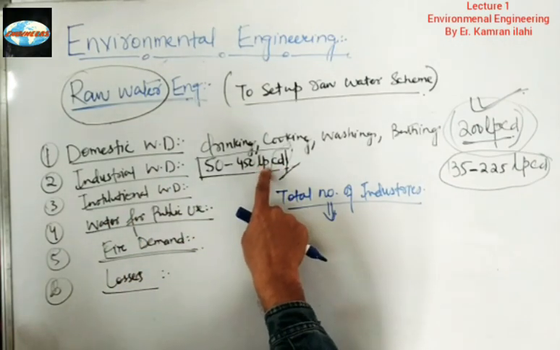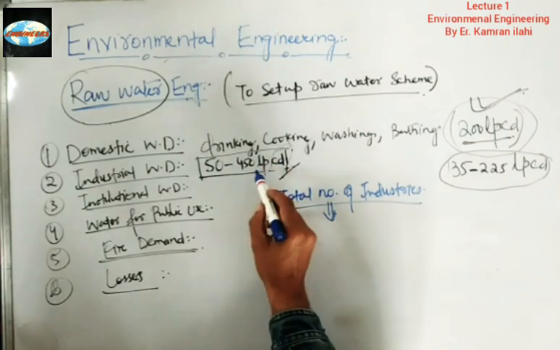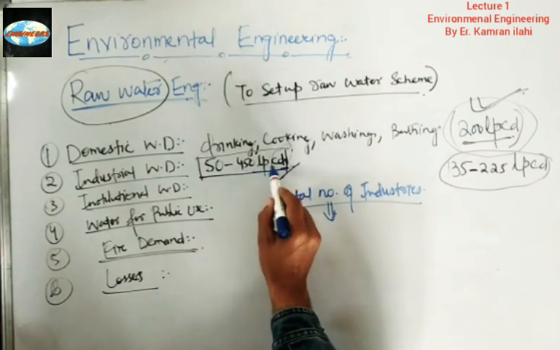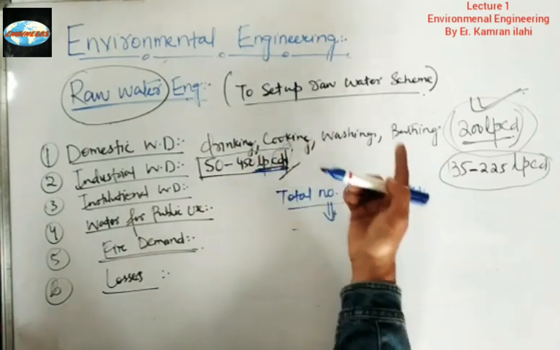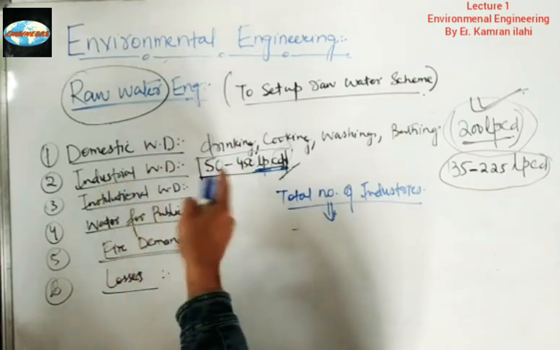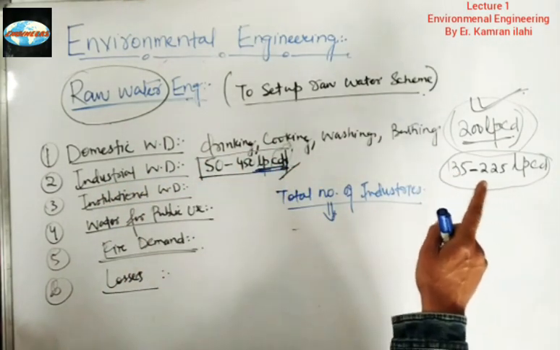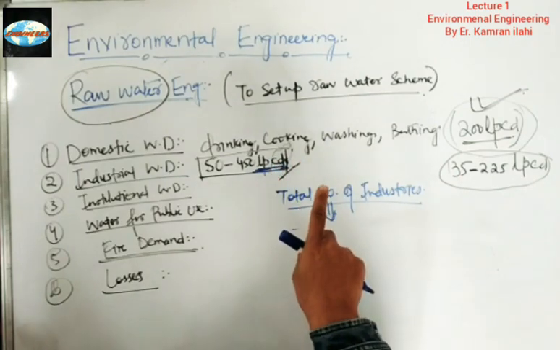LPCD, liters per capita per day. The unit itself indicates that it is converted in terms of population, so never get confused. It's not the amount of water used by the industries divided by the number of industries. It's not like that. It's converted in terms of population.